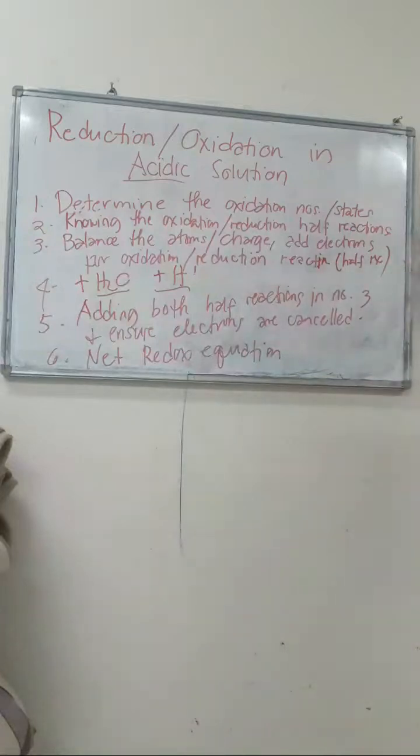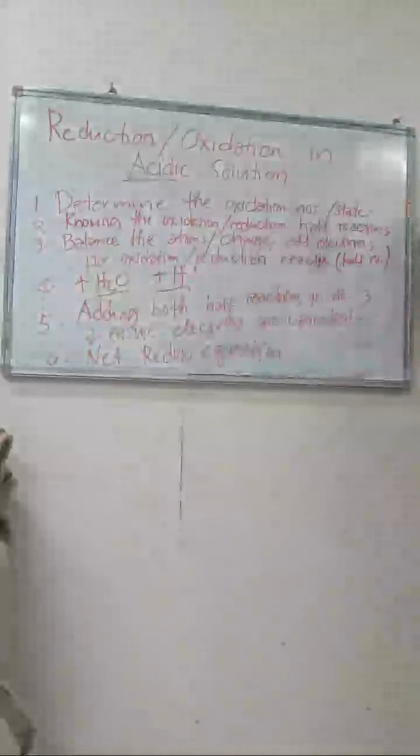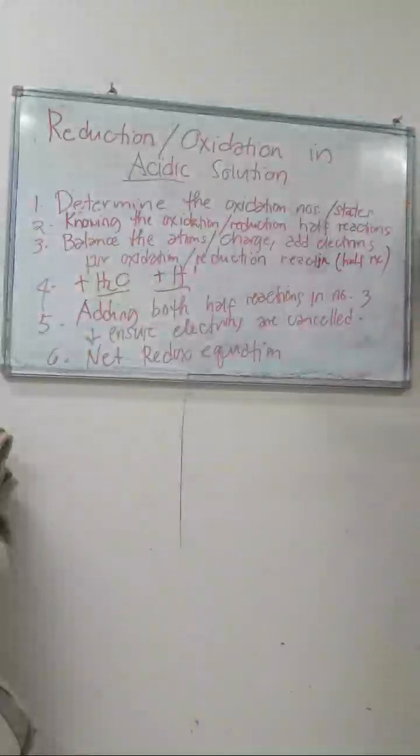Number 4, add water for the oxygen deficiency during the balancing of your atoms, and you may also add hydrogen on the other side to balance the hydrogen atoms and the oxygen atoms. Number 5, add both half reactions in item number 3, then ensure electrons are cancelled. Number 6, the net redox equation will be there. Okay, let's give an example.